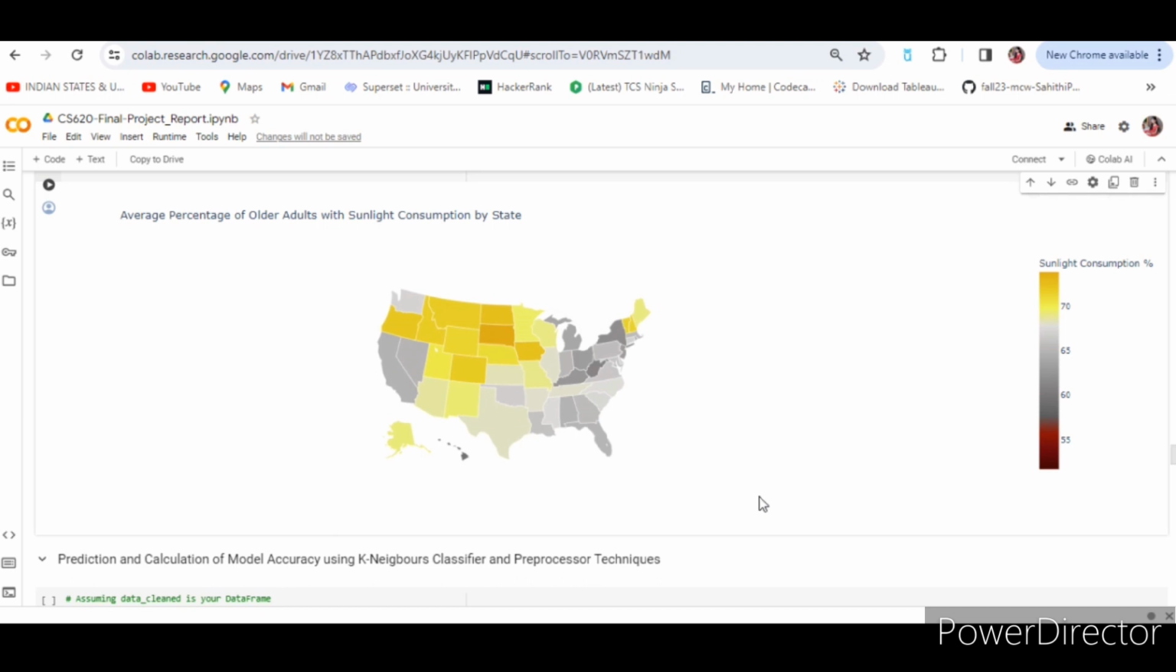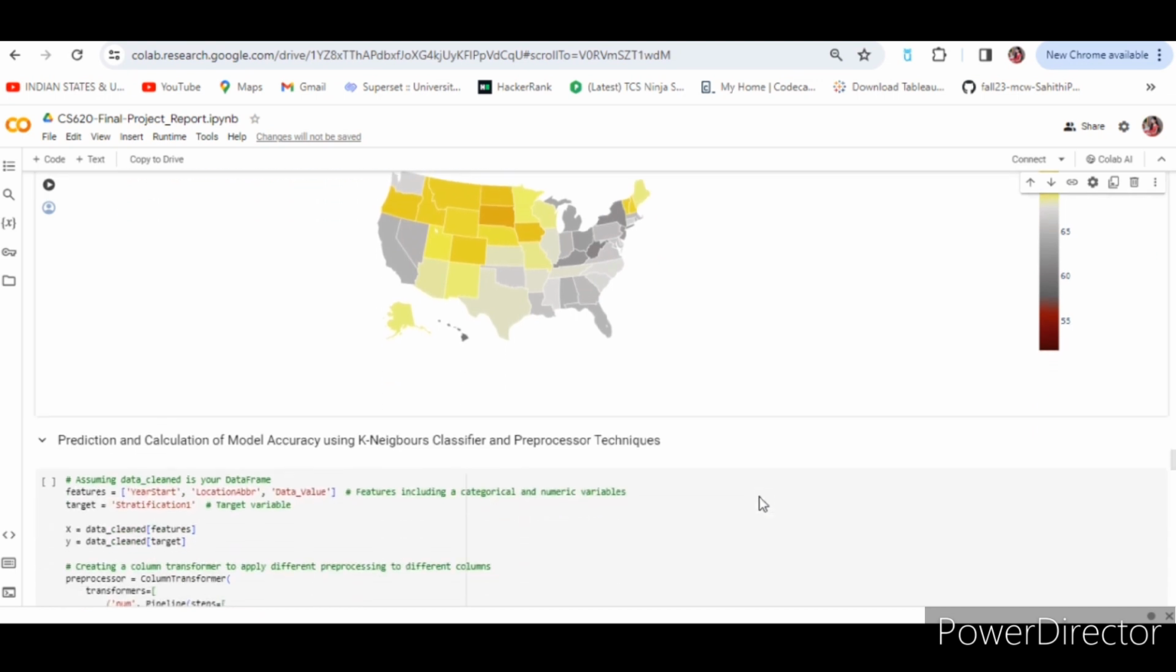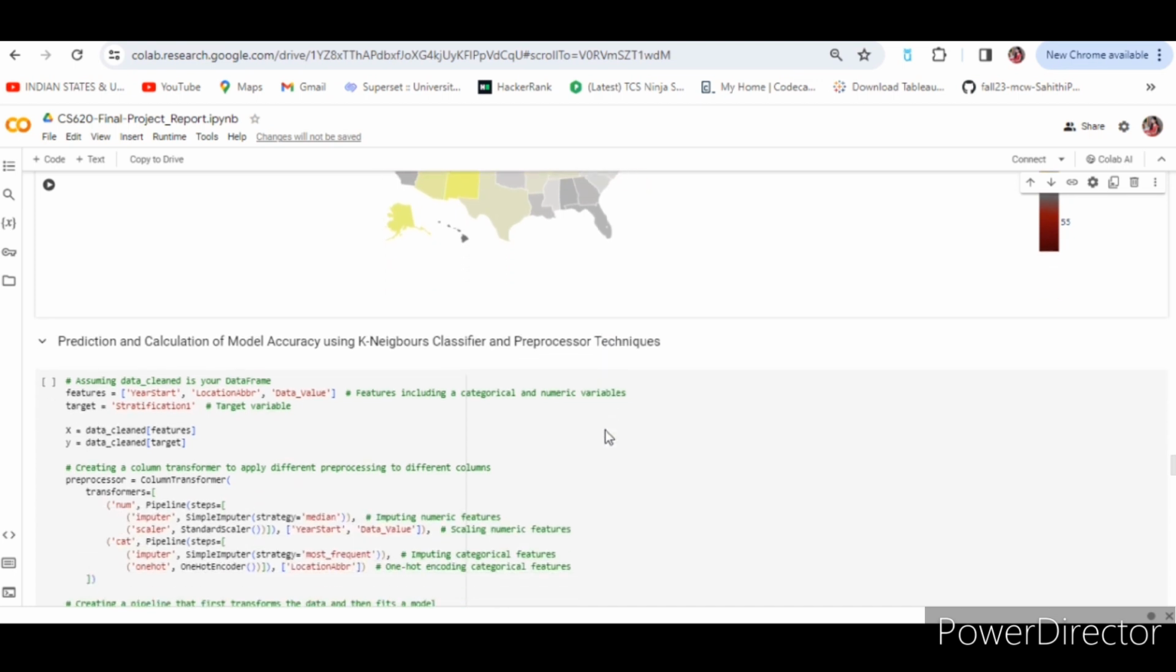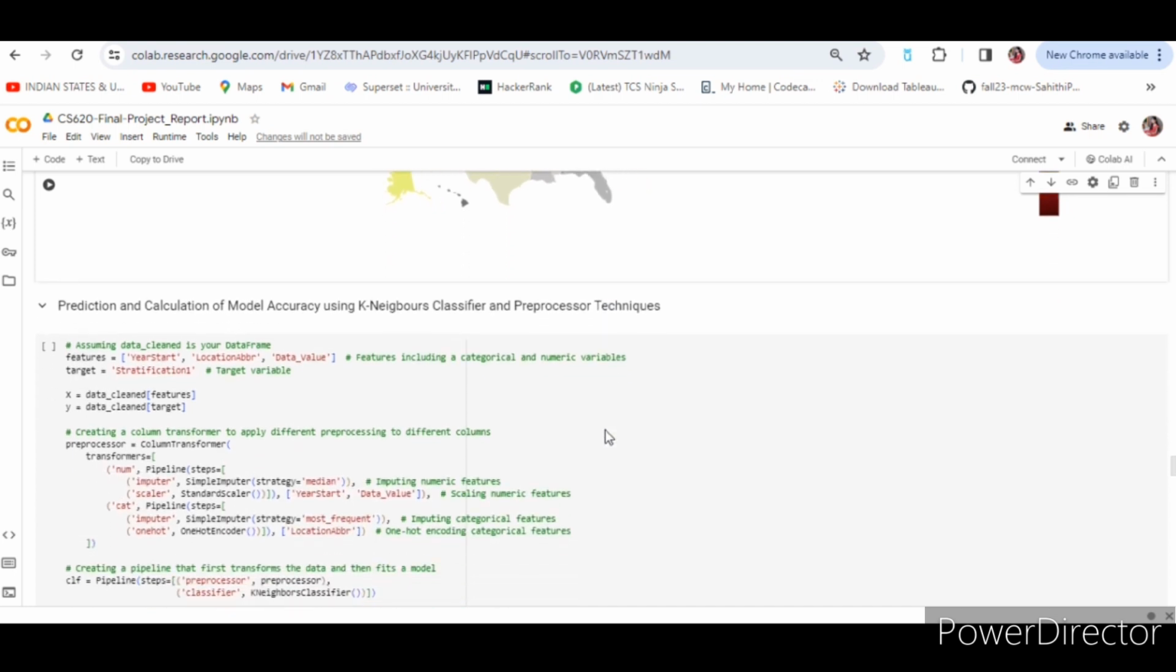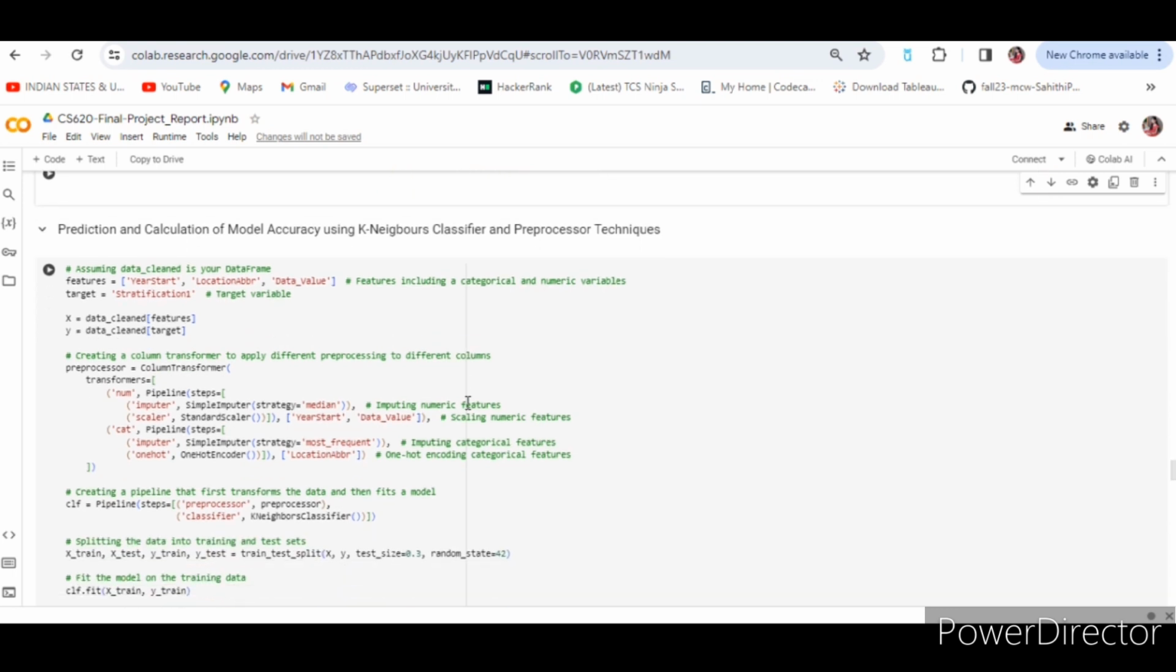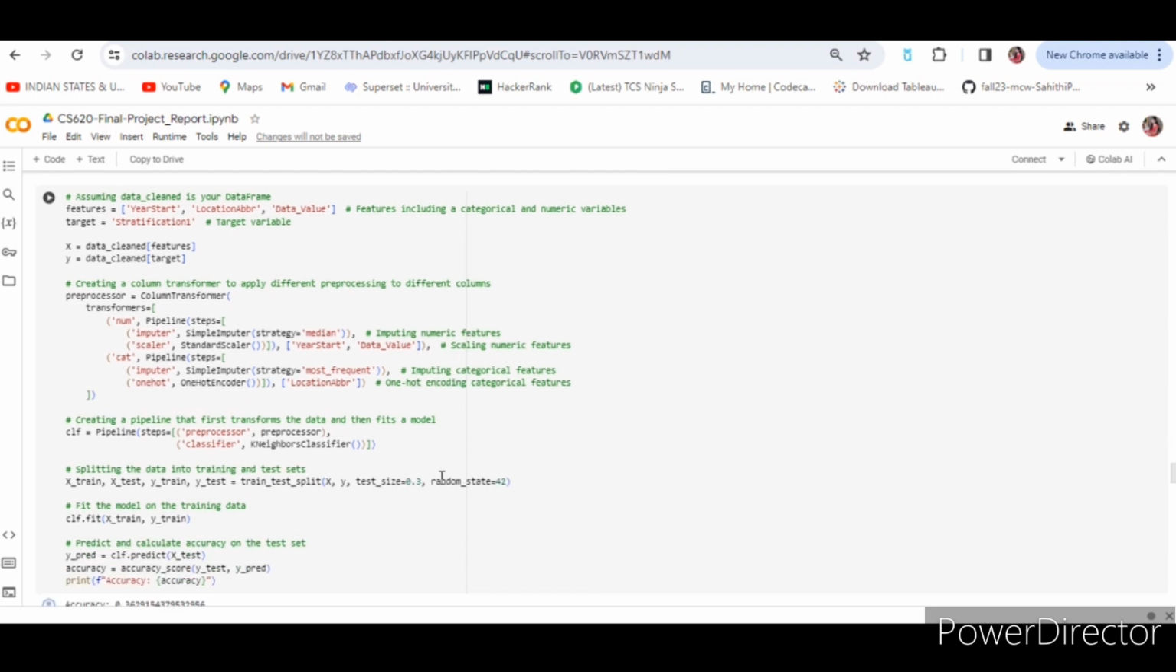And the next contribution to this project is predicting and calculating model accuracy using a k-neighbors classifier and preprocessing techniques. For this model accuracy, I took clean data as a data frame and then created a column transformer to apply different preprocessing to different columns. And then I created a pipeline that first transforms the data and fits a model. This pipeline combines preprocessing with a k-nearest neighbor classifier.